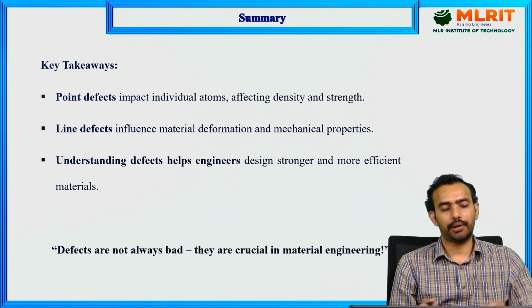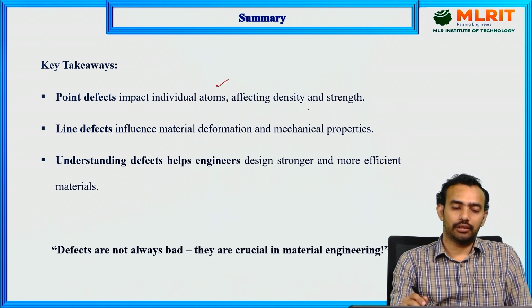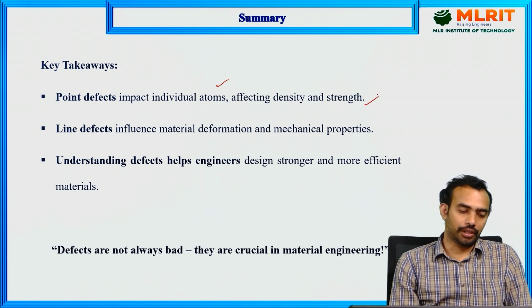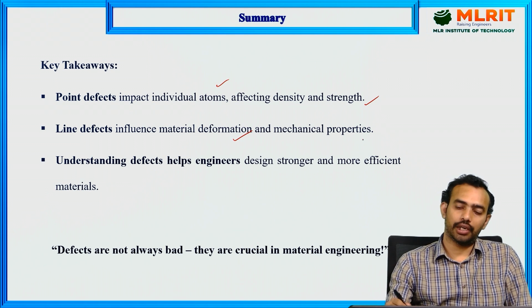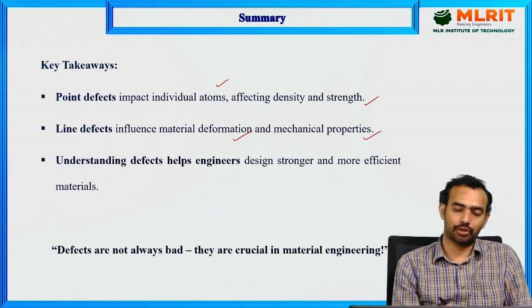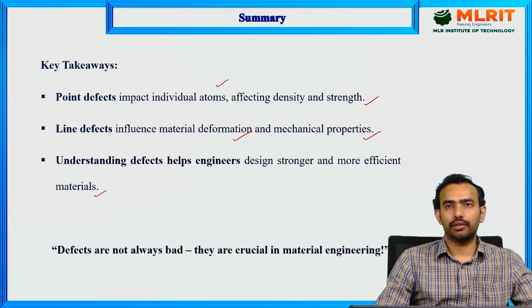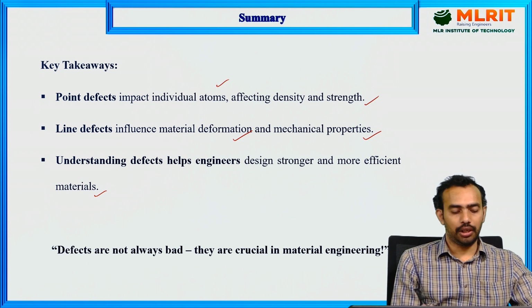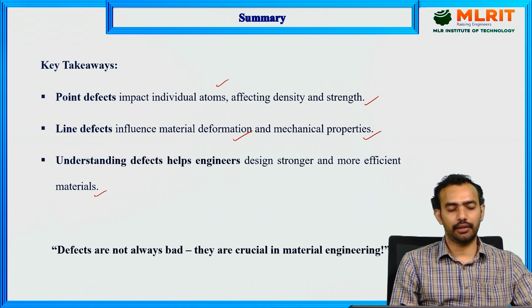Overall, if we summarize, point defects impact individual atoms and affect density and strength overall, and line defects influence the material's deformation and mechanical properties. Understanding these defects helps engineers design stronger and more efficient materials. We will conclude today's lecture with this quote: defects are not always bad, they are crucial in materials engineering. So understanding about these defects is key here.